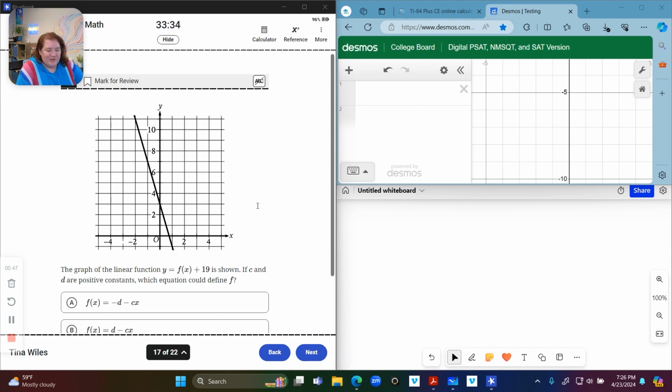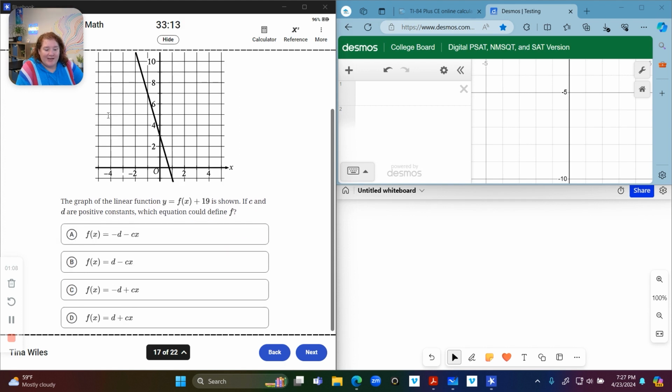So let's go through number 17. We're getting towards the end of the test, which are the hardest of the hardest problems. Number 17, the graph up here is f of x plus 19 is what is shown. And if c and d are positive constants, we want to know what f would look like.